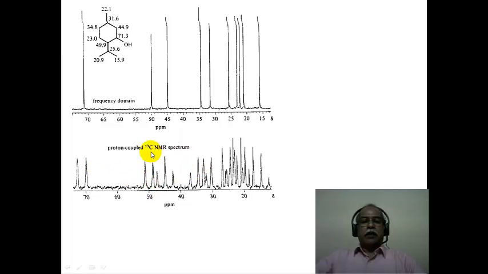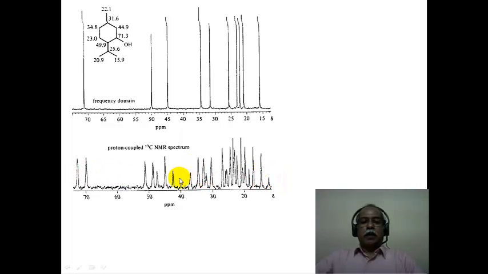The bottom spectrum is actually a proton coupled spectrum where the CH coupling information is retained. This is the gated decoupled spectrum and this is the broadband decoupled spectrum. In the broadband decoupled spectrum, all the carbon-hydrogen coupling information is lost, whereas in the gated decoupled spectrum, the carbon-hydrogen coupling information is present. One can analyze the spectrum, although it is a fairly complex spectrum.